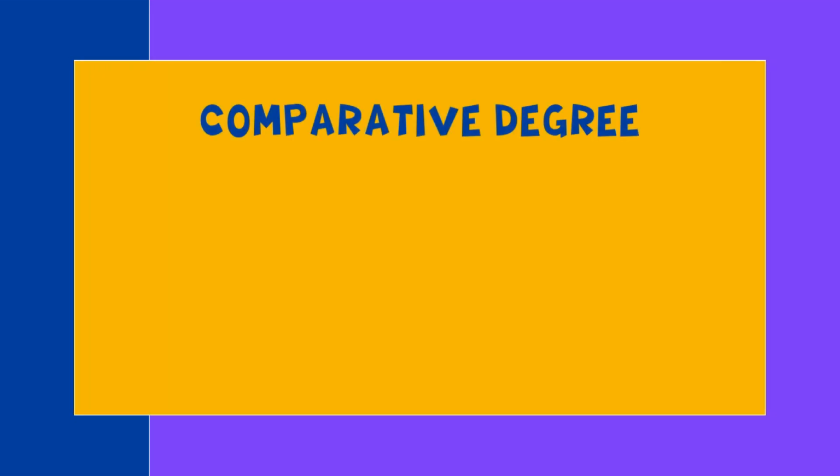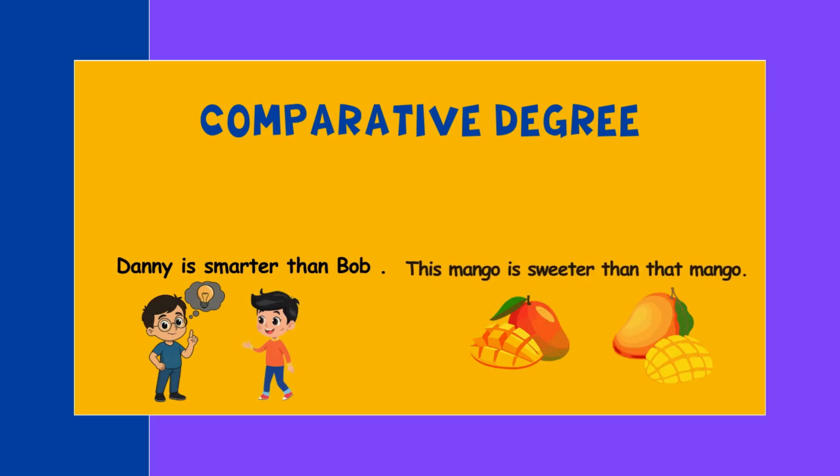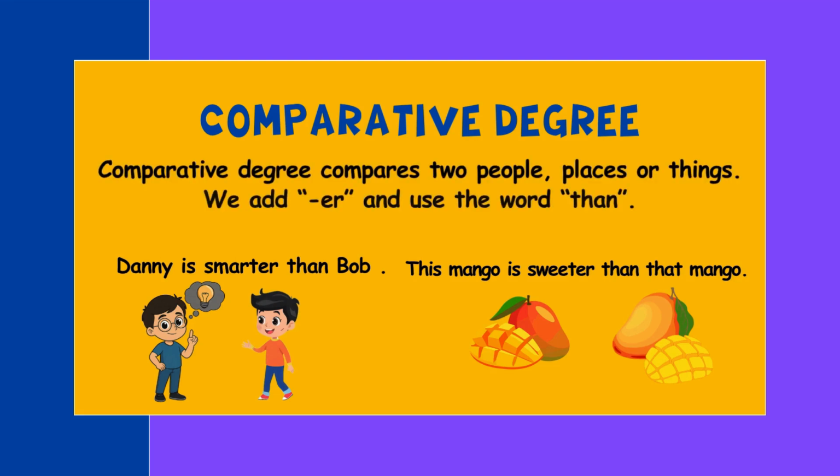Comparative degree. Danny is smarter than Bob. This mango is sweeter than that mango. Comparative degree compares 2 people, places or things. We add er and use the word than.